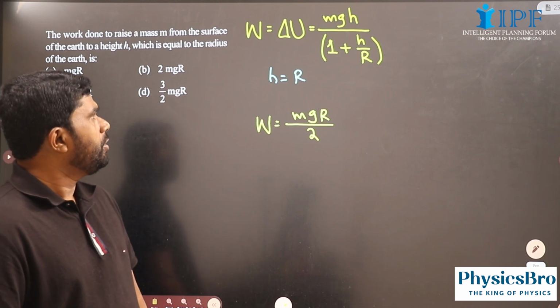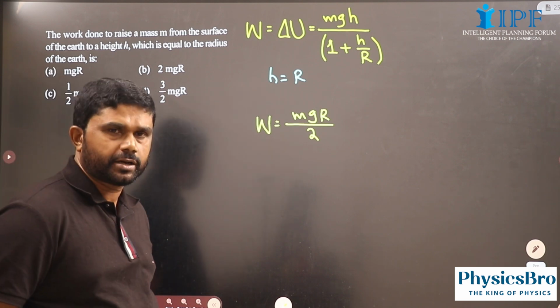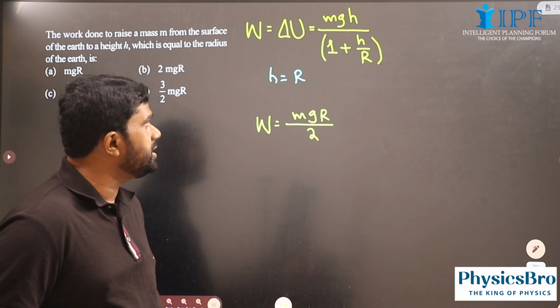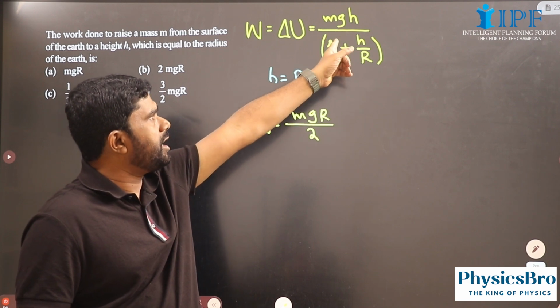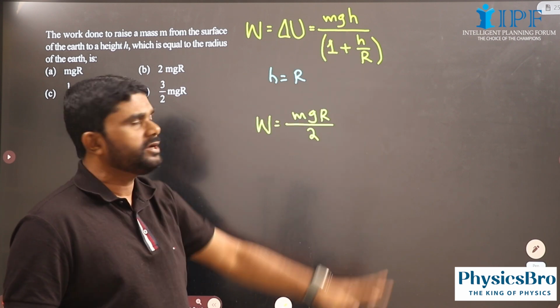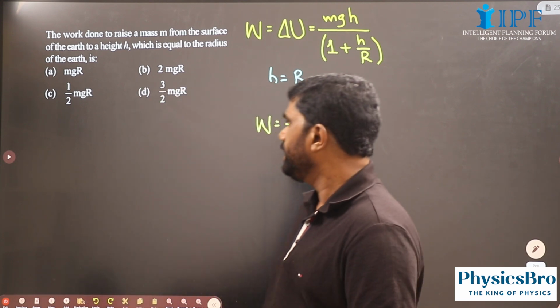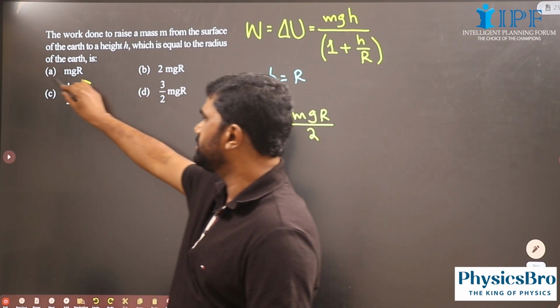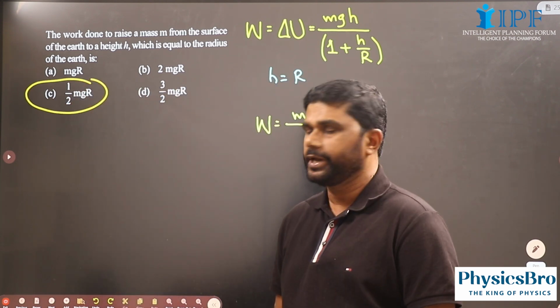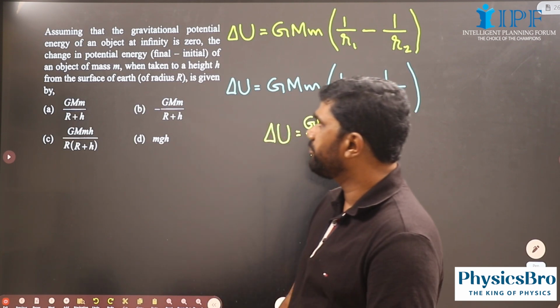Okay, so here we have h equal to capital R. So W we will get mg, h is capital R, mgR divided by 1 plus h by R, which will be 1. So 1 plus 1, that is 2. So it will be mgR by 2. mgR by 2 means this must be the answer. Okay. Now let's see what we have next.